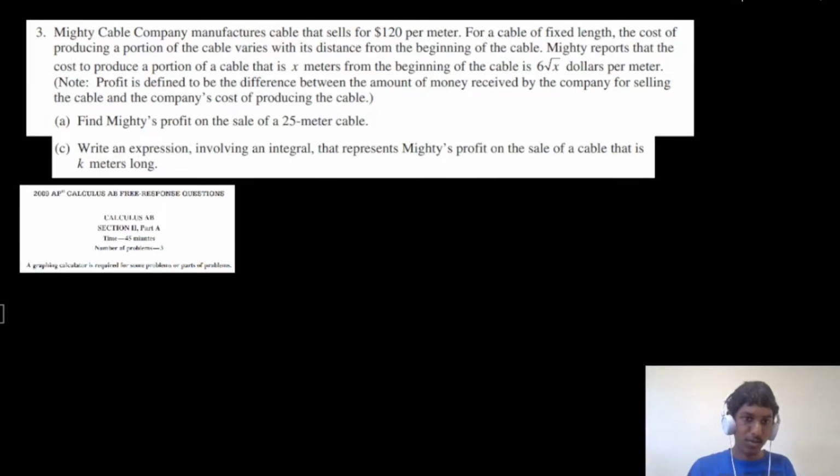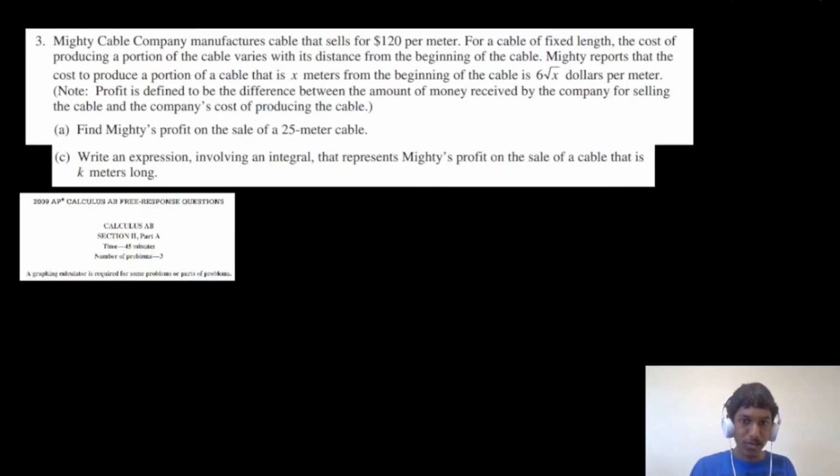In this one, we're going to practice setting up a definite integral with an AP style free response question. I encourage you to pause the video, read this question, and try to attempt it yourself. And then once you're done with that, you can watch this video and see how you did.